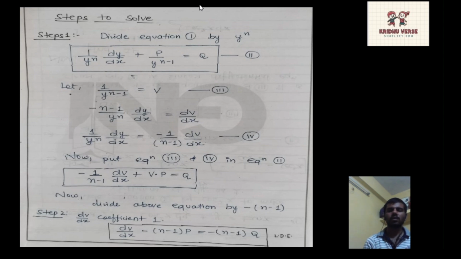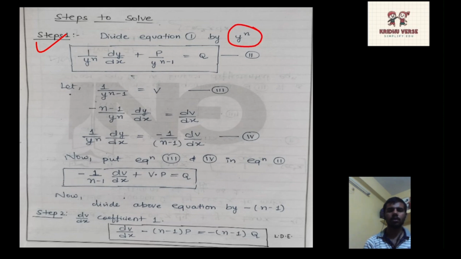As the power n is additionally present compared to the linear differential equation, the solving procedure also changes somewhat. So focus on this. Step one is to divide the equation by y to the power n, because Q times y to the power n is there. So we divide the equation by y to the power n. What do we get? 1 over y to the power n times dy over dx.